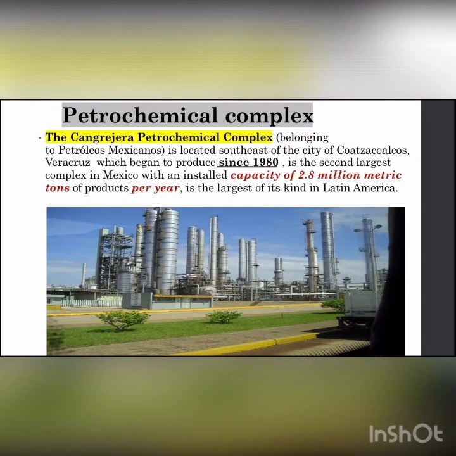Petrochemical complex. The Cangrejera Petrochemical Complex, belonging to Petróleos Mexicanos, is located southeast of the city of Coatzacoalcos, Veracruz, which began to produce in 1980. It is the second largest complex in Mexico, with an installed capacity of 2.8 million metric tons of products per year. It is the largest of its kind in Latin America.